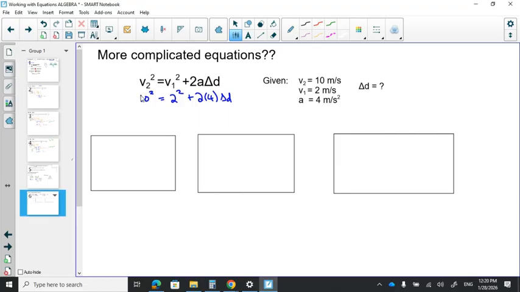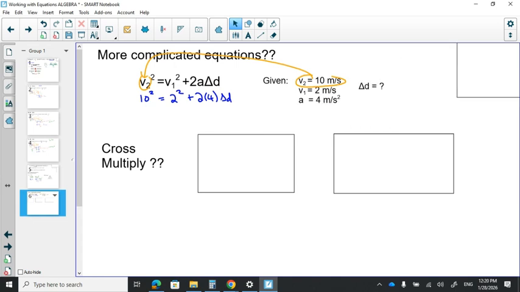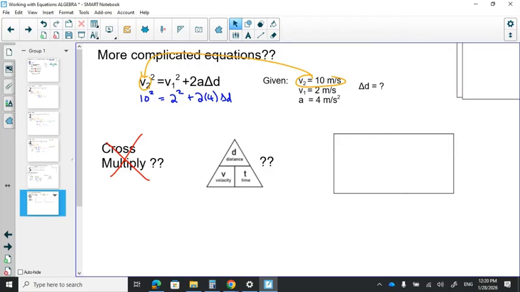Okay, so that's the orange stuff here, where V2 was this one, and so on. I'll just leave it at that. So to solve for delta d, can we cross multiply? No, definitely not. Not relevant at all. Is there a triangle version of this? No, definitely not. Can we use some algebra skills to get this?